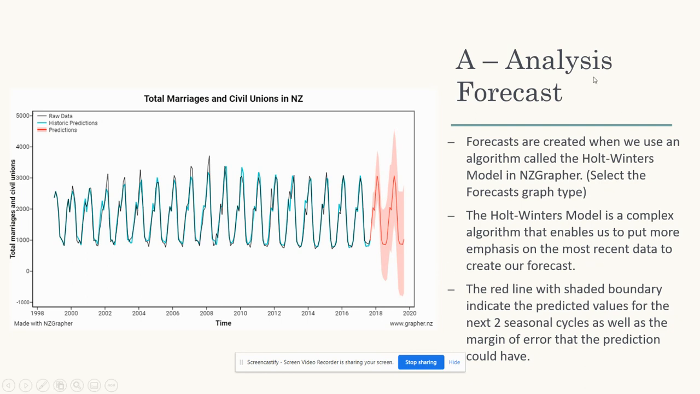Okay, so this here is just describing our normal forecast information. However, understanding that the Holt-Winters model, which is a complex algorithm, is what helps us make this forecast with our margins of error because it puts more emphasis on the most recent data to create the forecast, and it puts less emphasis on the older data.